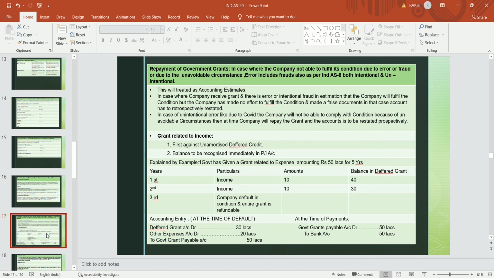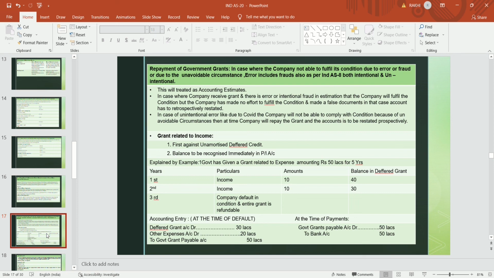The remaining balance in the second year is 30 lakhs, because 20 lakhs has been treated for 2 years as other income. So the remaining balance of 30 lakhs is to be debited. The company has to repay the full 50 lakhs to the government, so government grant payable arises at the time of default, not at the time of making payment. So 50 lakhs is to be credited to government grant payable. They will make a liability, the balance is to be reversed, and the remaining amount is to be treated as other expense.